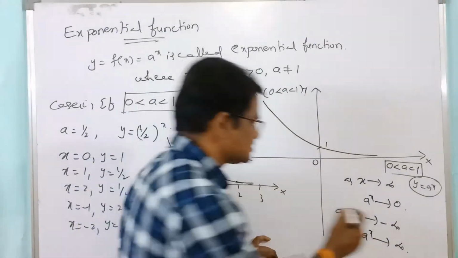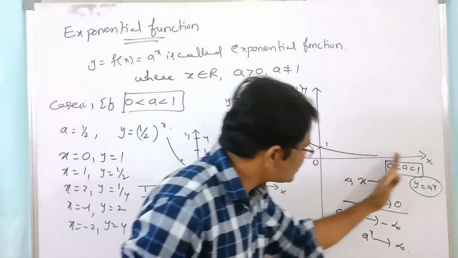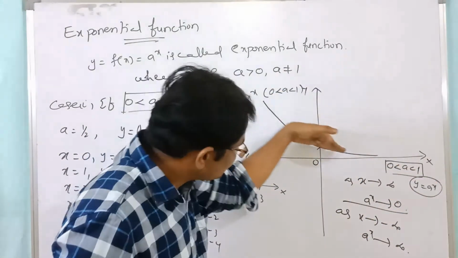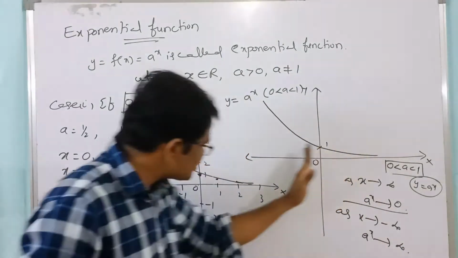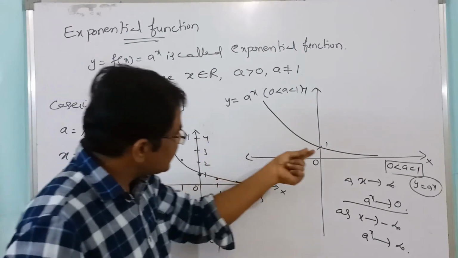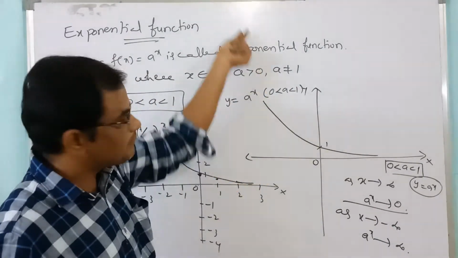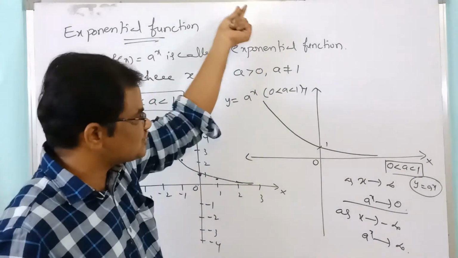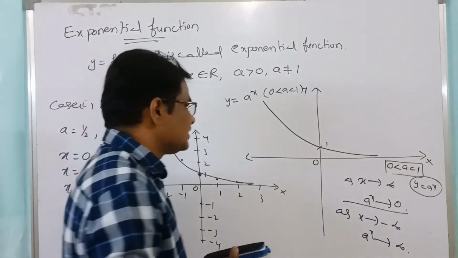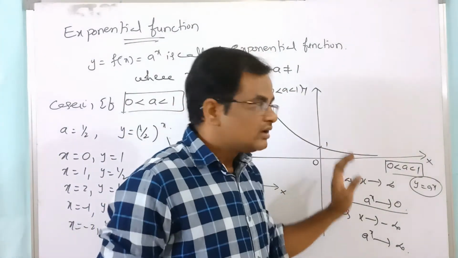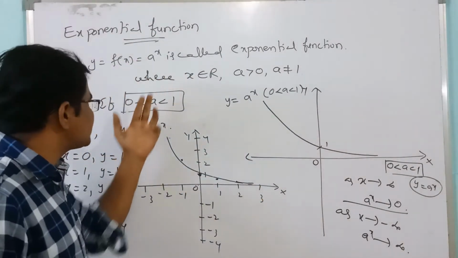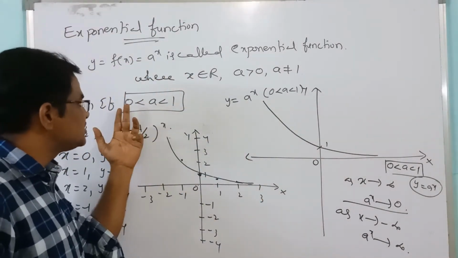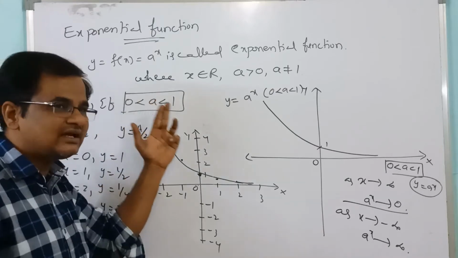This is an important condition. Whenever x approaches infinity, the function approaches 0. A power x approaches 0. Whenever x approaches minus infinity, a power x approaches what? Plus infinity. Means y approaches plus infinity. Right? So this is the graph of the exponential function a power x whenever 0 is less than a, less than 1.